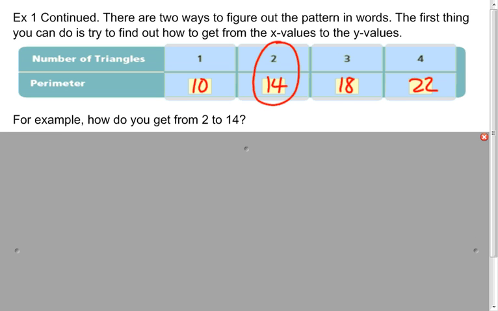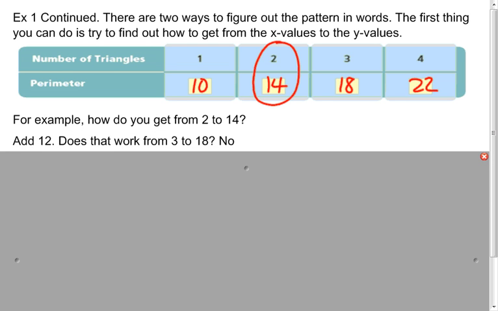There's several different ways I can use math to get from 2 to 14. I can add 12. If I do 2 plus 12, that gives me 14. Does that work for this set of numbers? If I do 3 plus 12, does that give me 18? No, it doesn't. So what I'm trying to find is what kind of math works for all four of these groups of numbers. What kind of math works for 1 and 10, 2 and 14, 3 and 18, and 4 and 22? Adding 12 works for 2 and 14, but it doesn't work for any of the rest. So I've got to find another one.